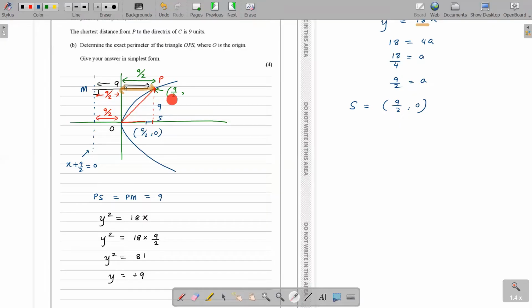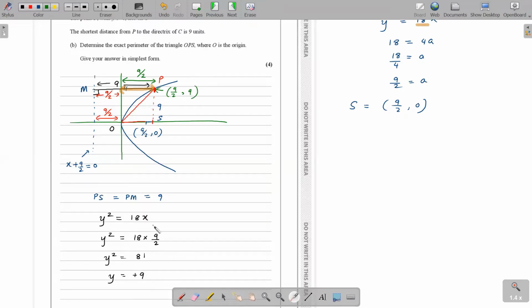So if you take it from that point of view, you can directly see, you don't have to find y in this manner. Why? Now we know the PS distance is 9 units, and because P is lying directly above S, the distance 9 is going to be directly your y coordinate. So you could take the y coordinate just by observation. So this is another method of getting the y coordinate.